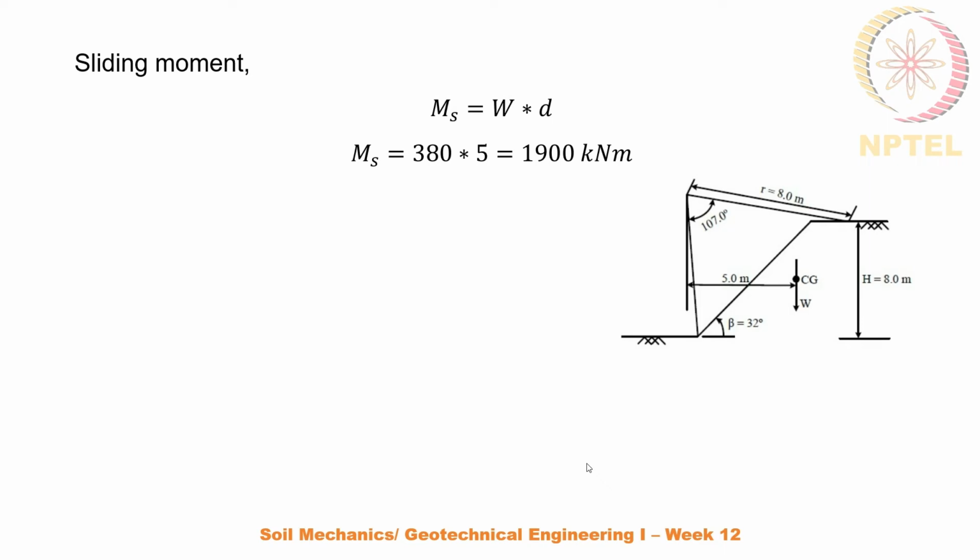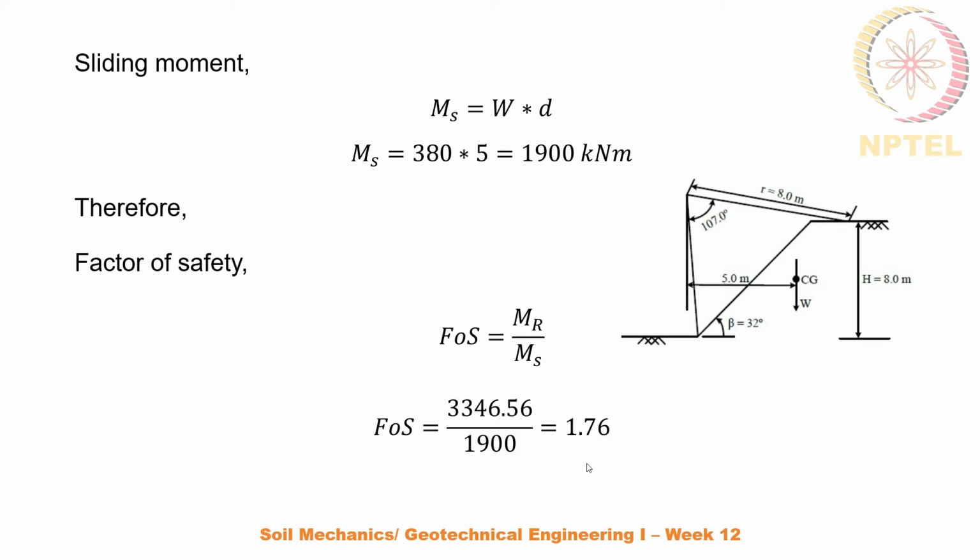So in this question, we were asked to determine the factor of safety against sliding, which is given by restoring moment by sliding moment, which is equal to 3346.56 divided by 1900, which is equal to 1.76. So factor of safety, another equation is restoring moment by sliding moment.